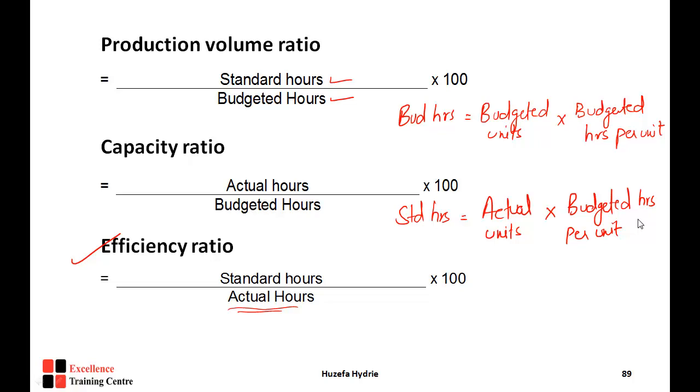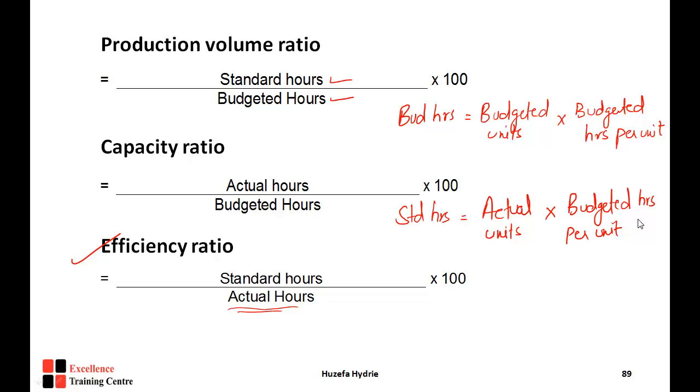So standard hours are the expected hours. So you can say standard hours are the expected hours, which you are expecting based on your actual production. That if my actual production is 1,100, I estimated that one unit would be taking 2 hours. So based on my actual production, how many hours it should have been taken, known as the standard hours. Anyone having a confusion between standard hours and budgeted hours?